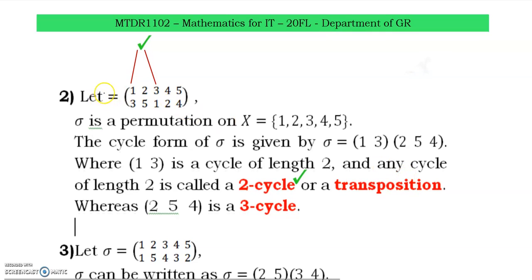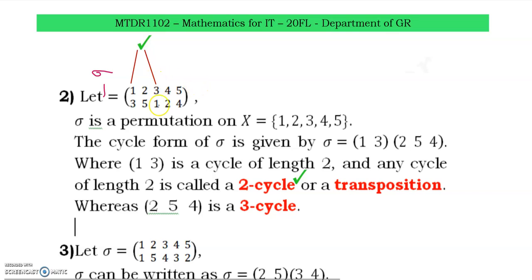Let sigma, which is missing here. So now here, what is this? This is sigma. Okay, let sigma be this permutation. Here, what is the set X? From this you can understand 1, 2, 3, 4, 5. So 5 elements in a set. Okay, this is the given permutation sigma.